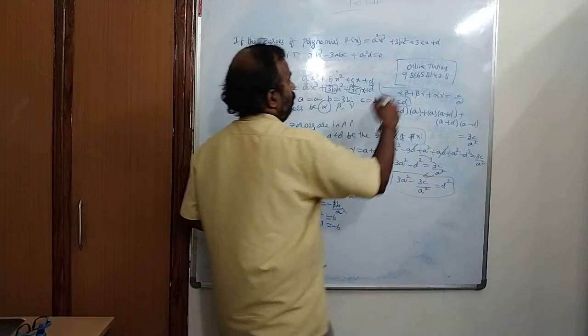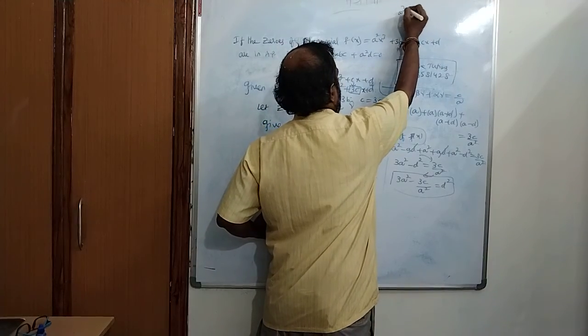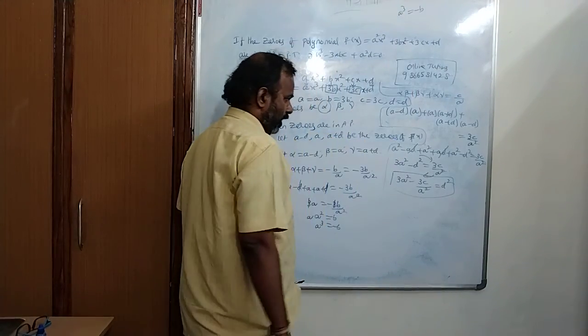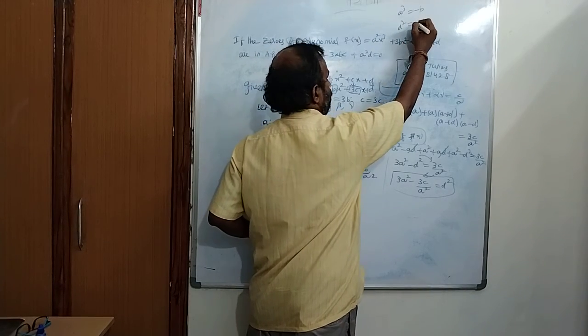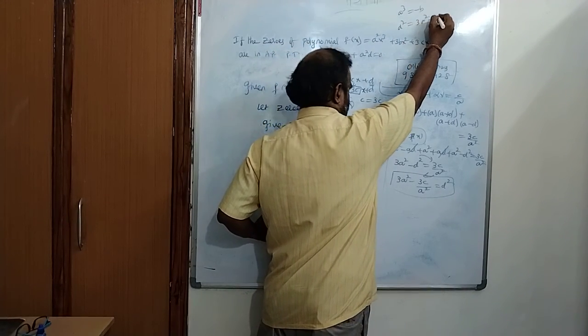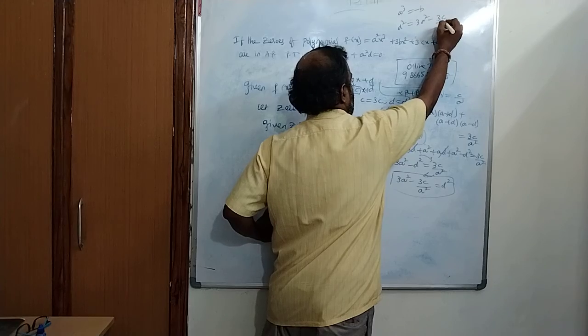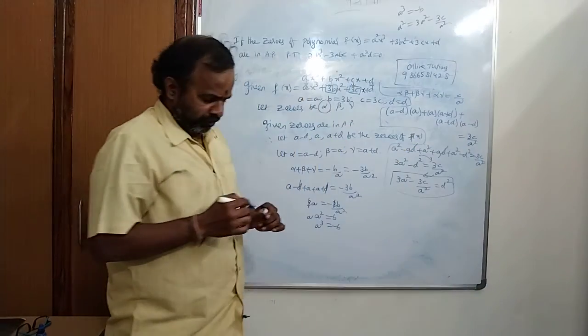So here we need to keep two things: a cube is equal to minus b, and d square is equal to 3a square minus 3c by a square.